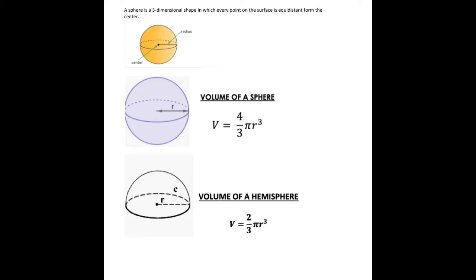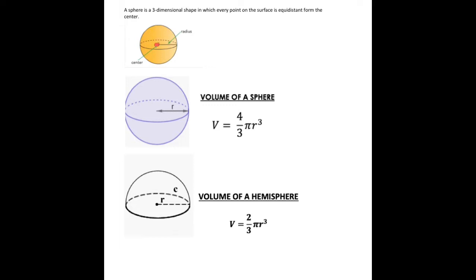All right, so today's lesson is about the volume of a sphere. So we know that volume is the amount of cubic units that it takes to fill an object, a three-dimensional shape. So today we're going to talk about spheres. A sphere is a three-dimensional shape. So the definition, though, is that every point on the surface is equidistant from the center.